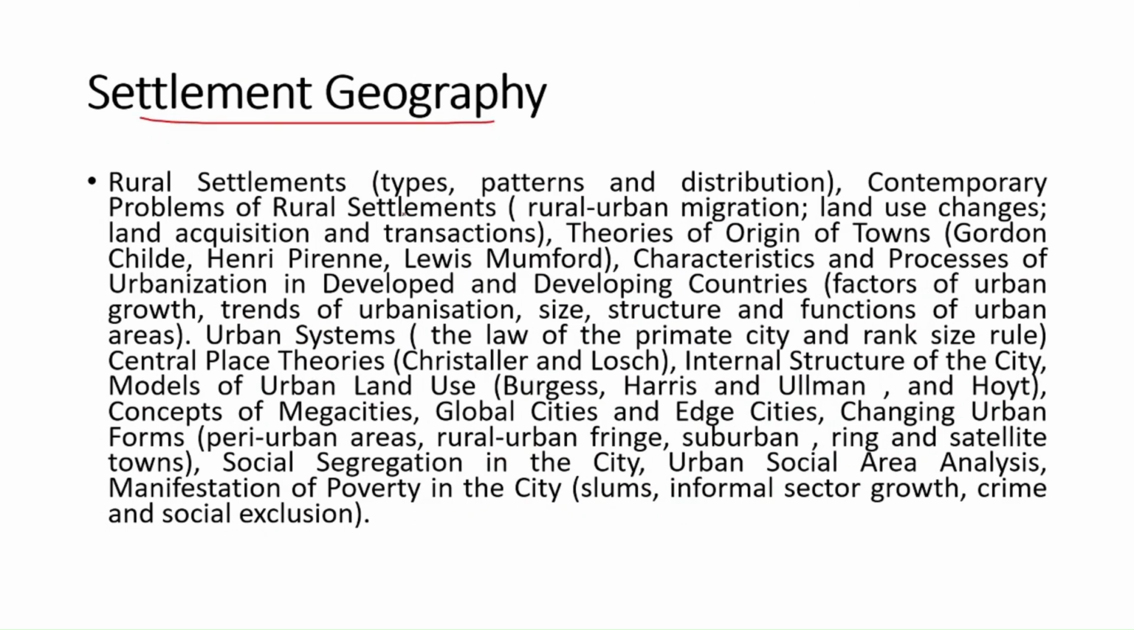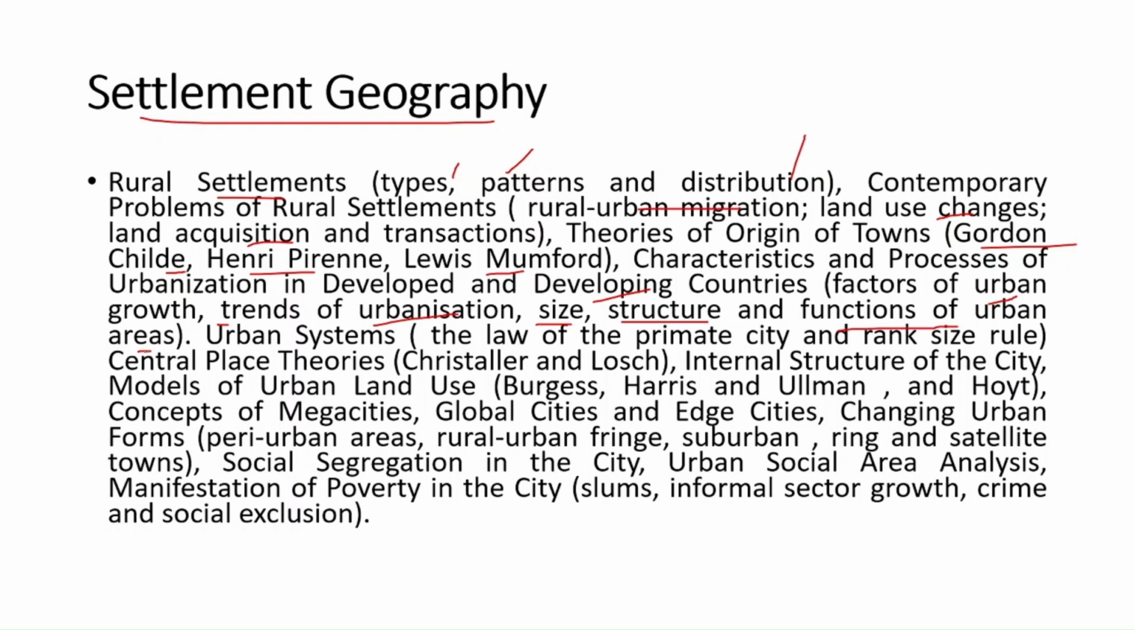In settlement geography, the focus shifts to rural and urban settlements. Rural settlements are categorized by types, patterns, and distributions, and face contemporary problems like rural urban migration, land use changes, and land acquisition, and theories on the origin of towns by Gordon Childe, Henri Pirenne, and Lewis Mumford. Urbanization processes and characteristics differ between developed and developing countries, influenced by factors like urban growth, trends of urbanization, and the size, structure, and functions of urban areas.